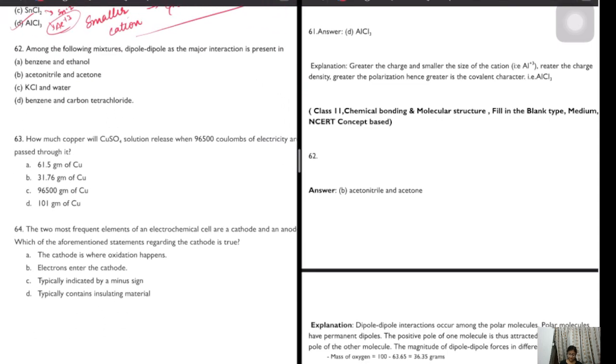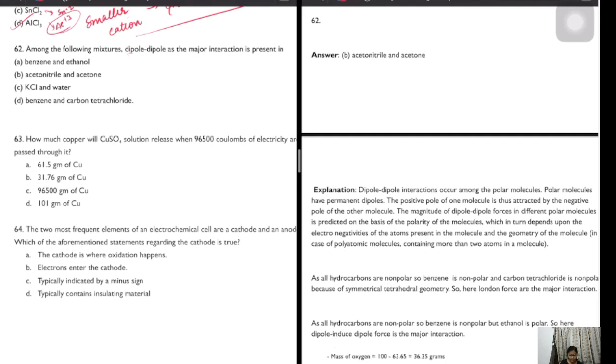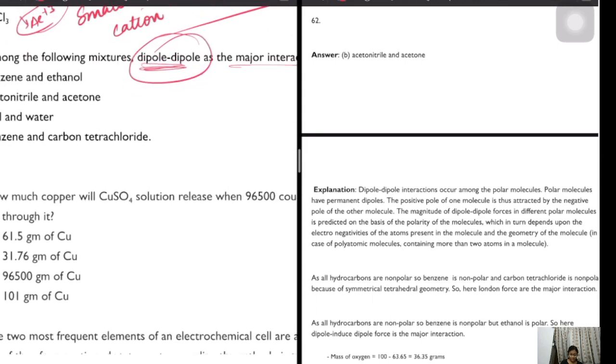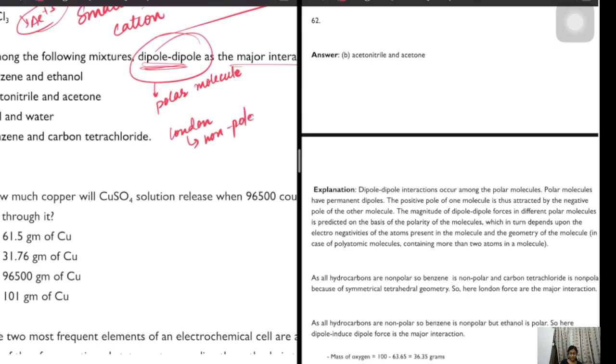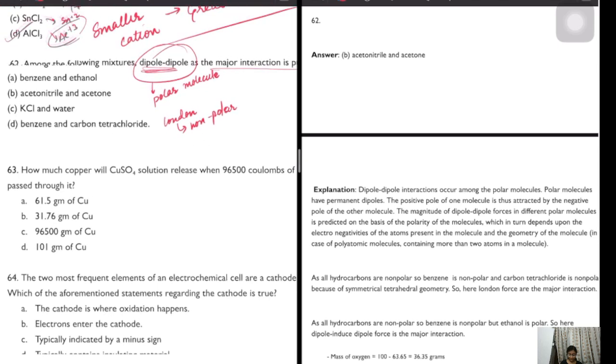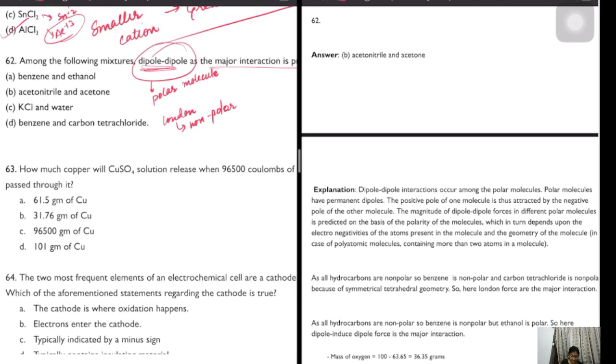The next question says, among the following mixtures, dipole-dipole as a major interaction is present in. For dipole-dipole interaction, we should have polar molecules. Polar molecules have dipole. London forces are there between non-polar. Dipole-induced dipole is between a polar and a non-polar. Keep this in mind that benzene is non-polar. So let's see which could be our answer.